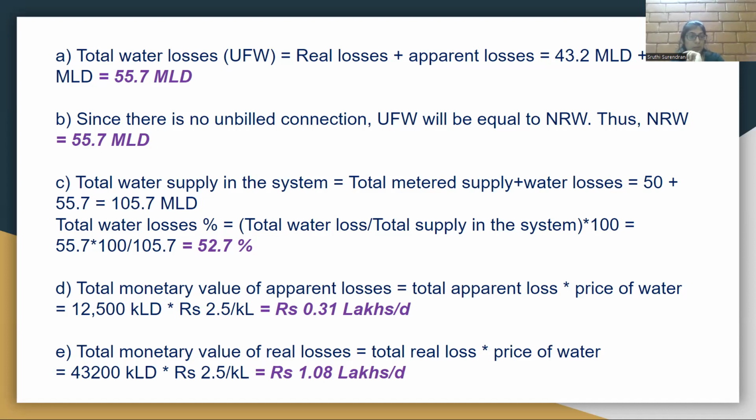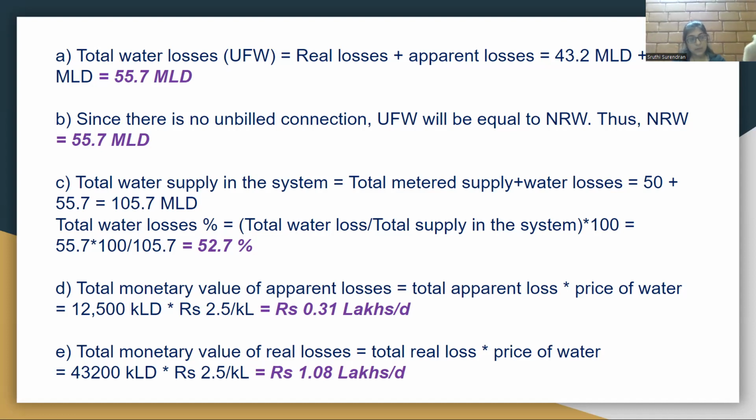The fourth part of the question is: what is the monetary value of the apparent loss? They have given 2.5 rupees as what is being charged per kiloliter. So the apparent loss here is 12.5 million liters per day. Convert that into kiloliters per day and multiply the charge by this value, and you will get the amount that is being lost because of apparent loss.